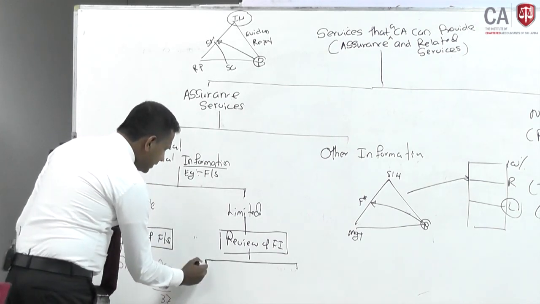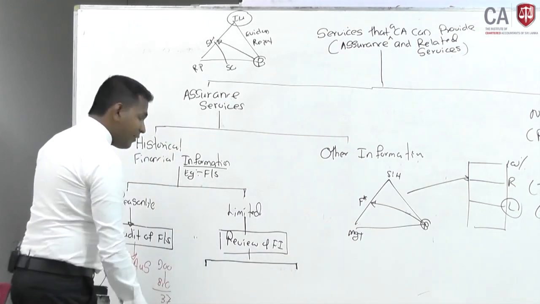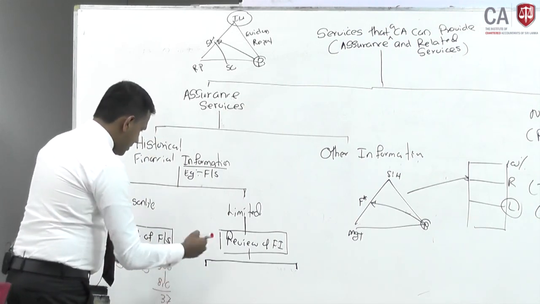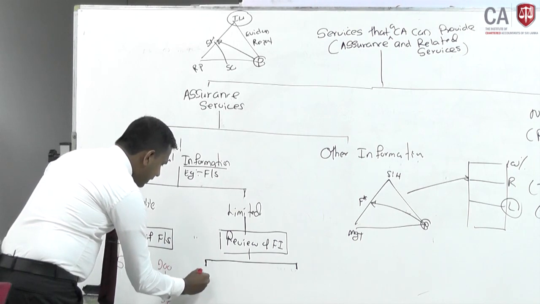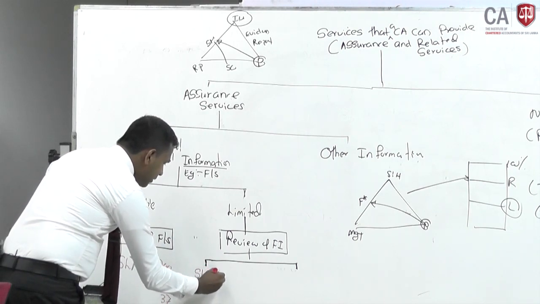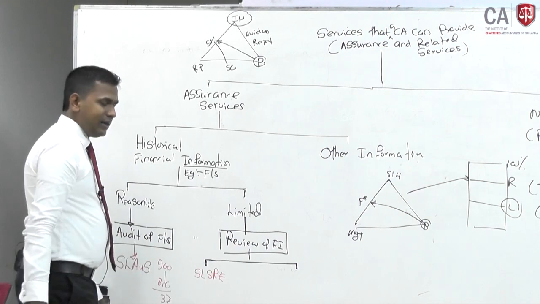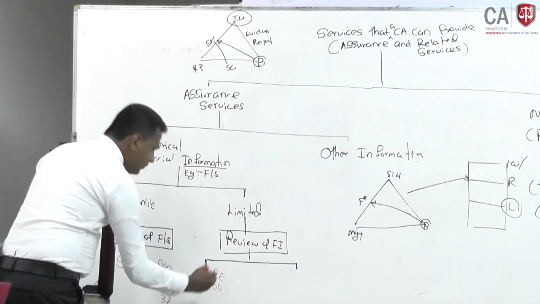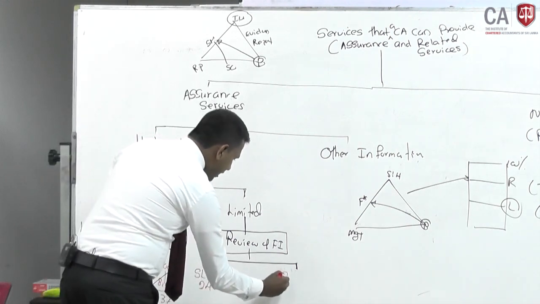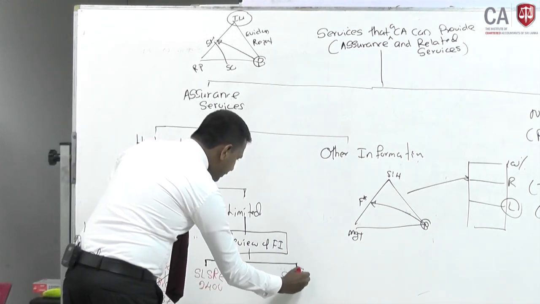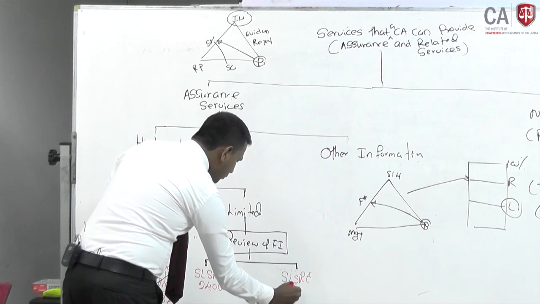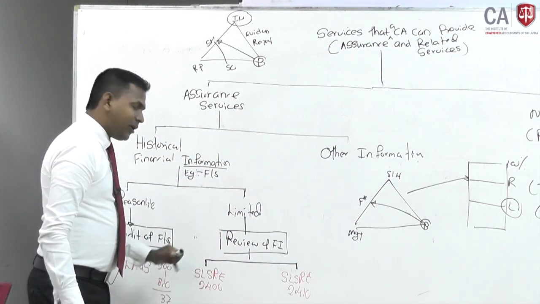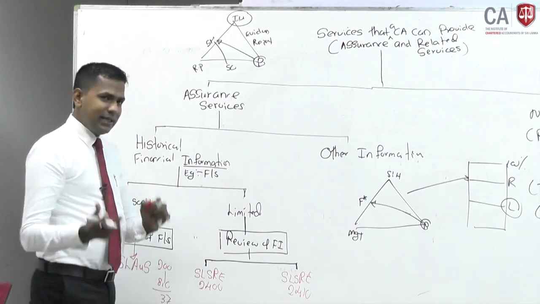This review of financial statements, we have two standards. One is Sri Lanka Standard on Review Engagement, SLSRE 2400. The other one is Sri Lanka Standard on Review Engagement 2410. Right? 2400, which we will discuss in detail later.